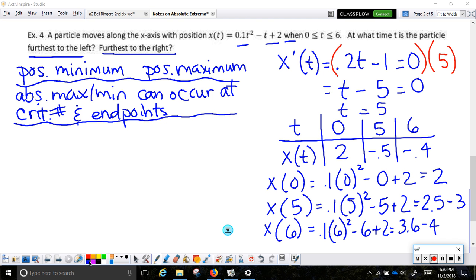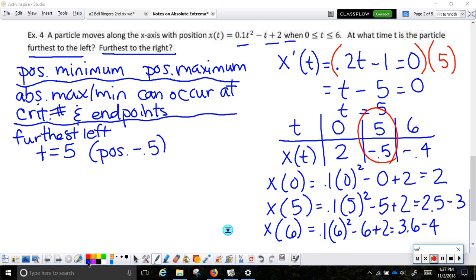Good. We have all the information we need to answer the question. Again, the question asks at what time t is the particle furthest left. So the particle is furthest left when t is equal to, well, the smallest output in the table is negative 0.5. So the particle is furthest left at t equals 5, and at that point, it's at a position of negative 0.5. You don't have to tell the position. I'm just offering a little bit of information there.